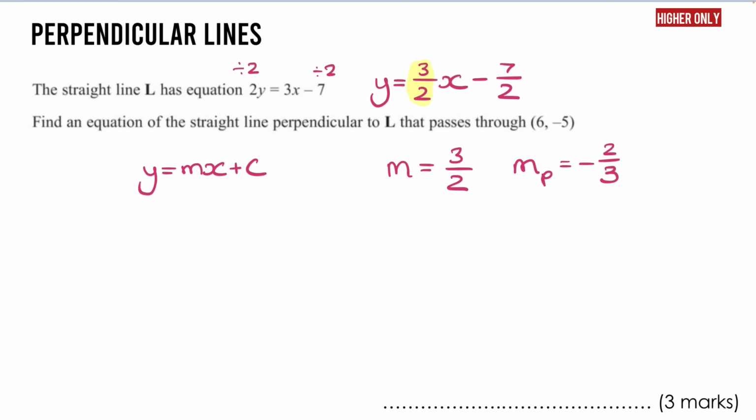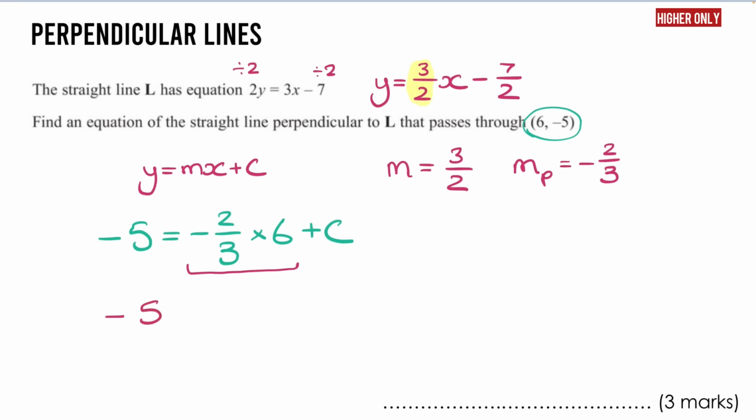So for y equals mx plus c, the y value, which is given to us in our coordinate, is negative 5. That's equal to minus 2/3 multiplied by the x coordinate, which is 6, plus c. I just want to simplify this, which I can do on the calculator as well. So minus 2 over 3 times 6 is equal to negative 4. So we have negative 5 is equal to negative 4 plus c. And add 4 to the other side, we get negative 1 is equal to c.